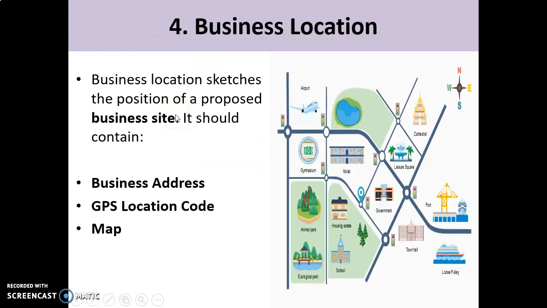The fourth is business location. So business location sketches the position of a proposed business site that you're going to use in order to put your kiosks or your shop houses to start your business. So it should contain the business address, GPS location code, and also the map if any. And tell people why you are choosing that particular location.